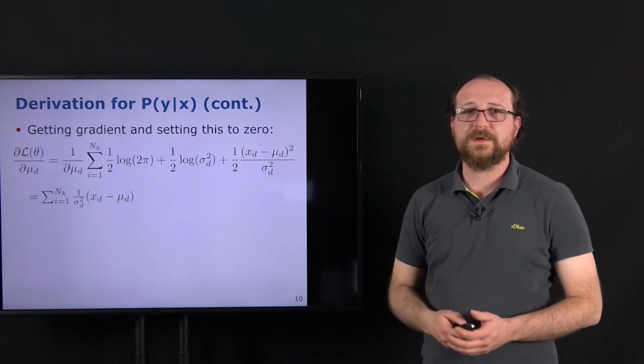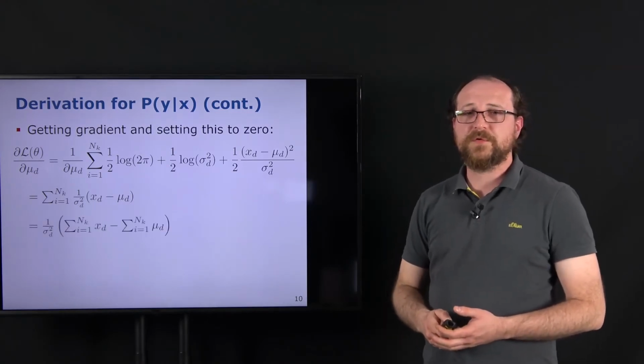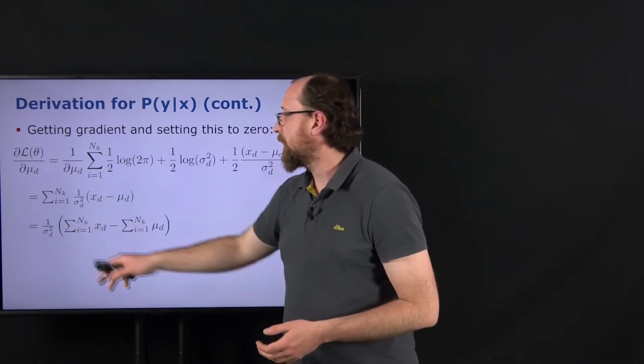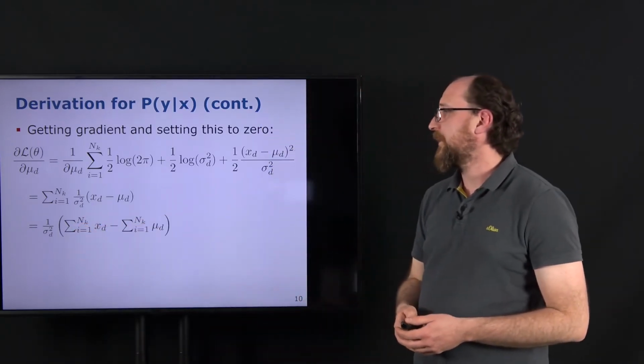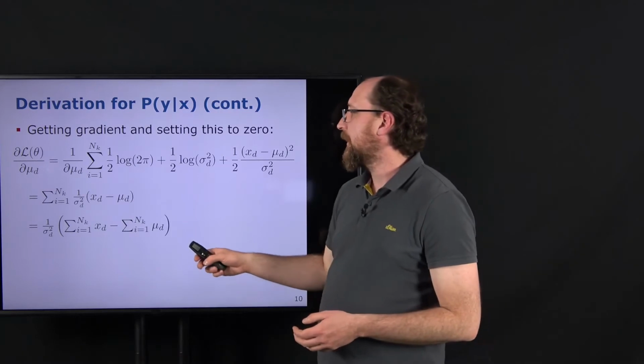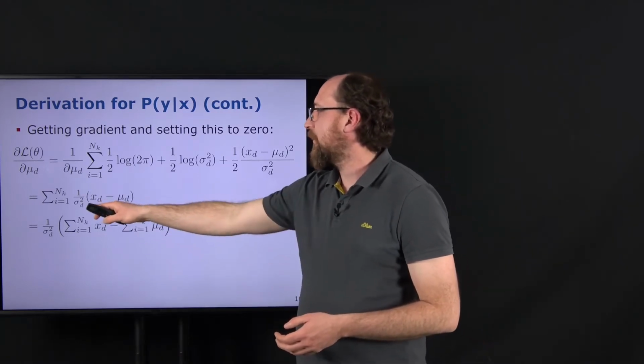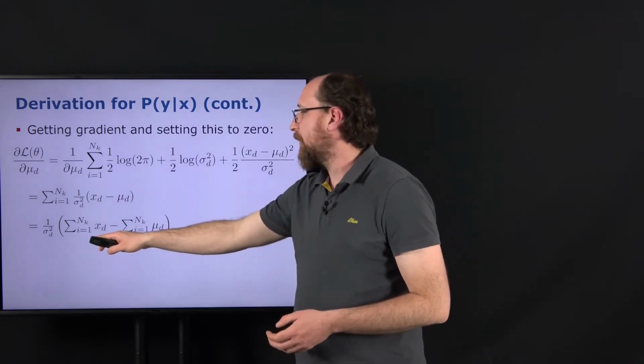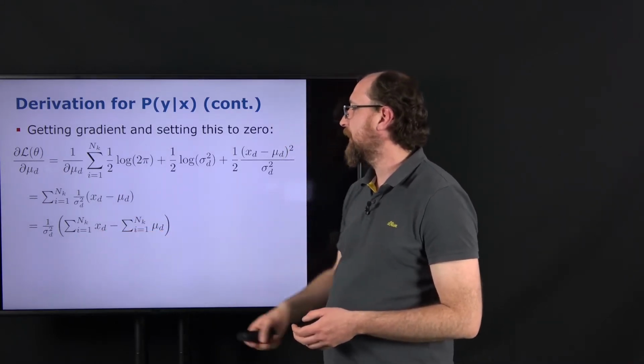And the thing that we can now do is basically to push in the sum, so that we have the constant out of the bracket here, and can rewrite this sum over x d minus mu d as the sum over all x d's minus the sum over all mu d's.